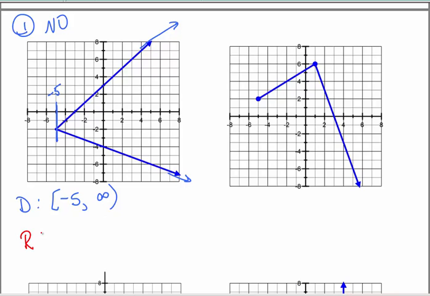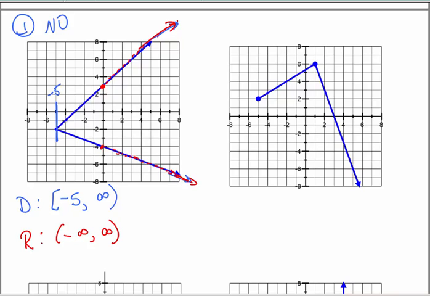Range. How low does it go? Does it stop there? I don't think so, because all these points are below that. How tall does it go? Does it stop there? No, because it keeps going. So if it keeps going down and it keeps going up and there's arrows, it means it keeps going forever. So down forever and up forever. So from negative infinity to positive infinity. In other words, all real numbers.